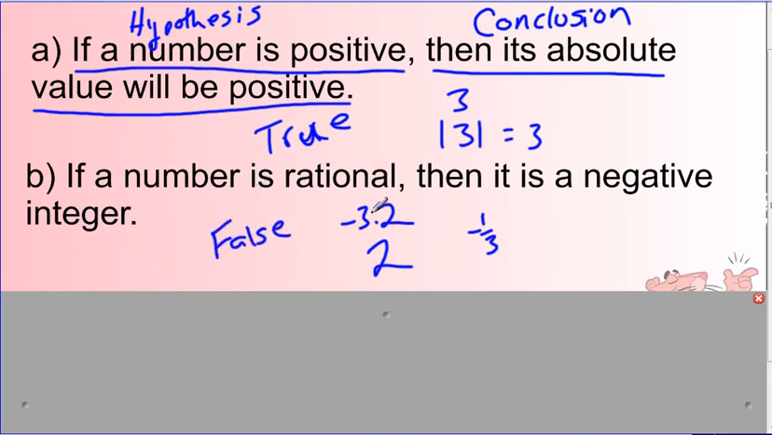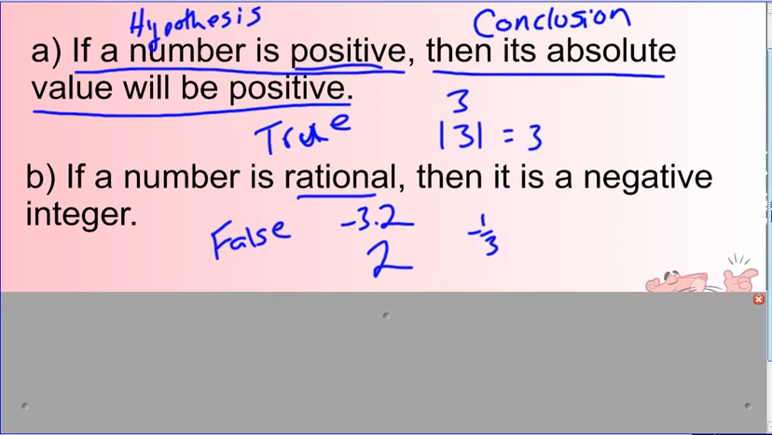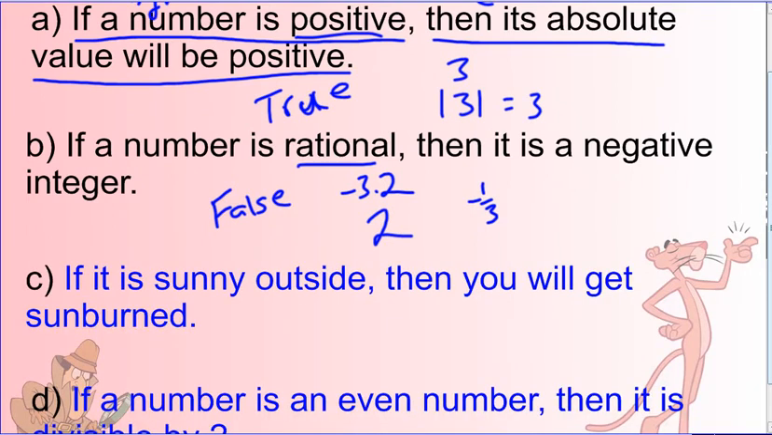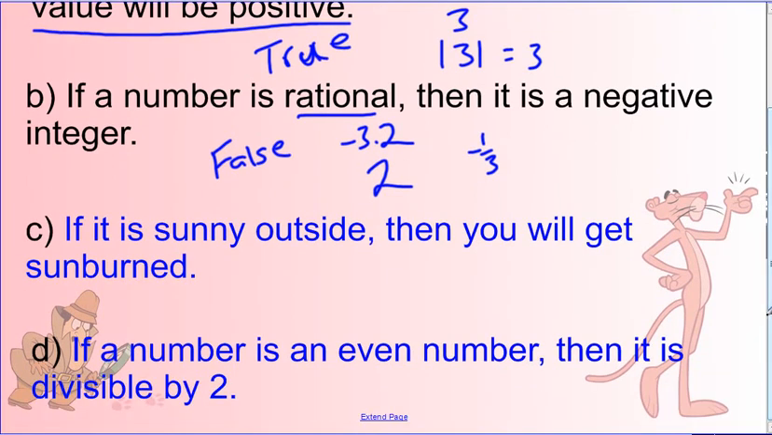So that's how I usually do these problems. If it says if a number is rational, I come up with an example of a rational number. If it says if a number is positive, I come up with a positive number. And then I check to see, is the second part true? Okay. With that in mind, I would like you to do letters C and D right now. Go ahead, pause the video, try to come up with some counter examples on your own.